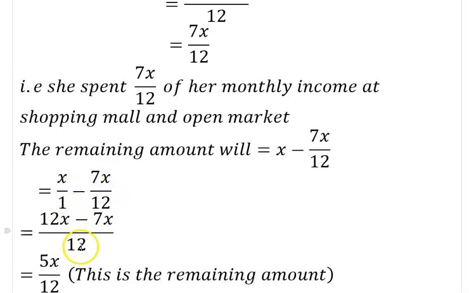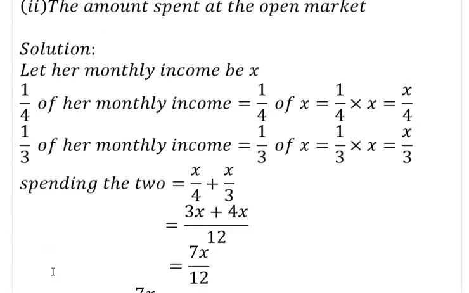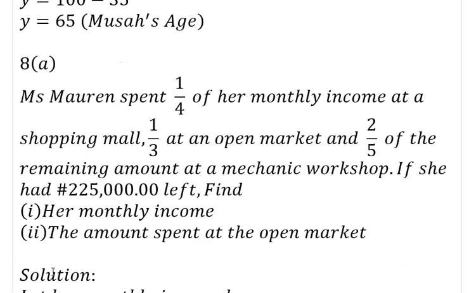So let's get the remaining amount. LCM is 12. 1 in 12, 12. 12 times x, that's 12x, minus 12 in 12, 1, 1 times 7x, 7x. So 12x minus 7x brings 5x over 12. So that's the remaining amount, after spending 1 over 4 of our monthly income and 1 over 3 of our monthly income, which we've been able to get.